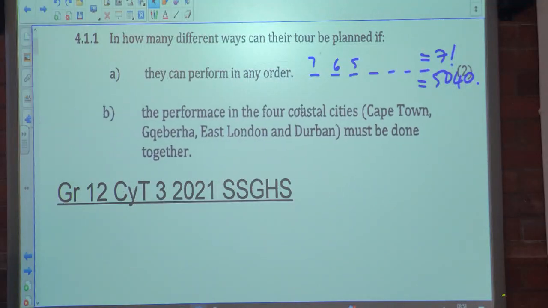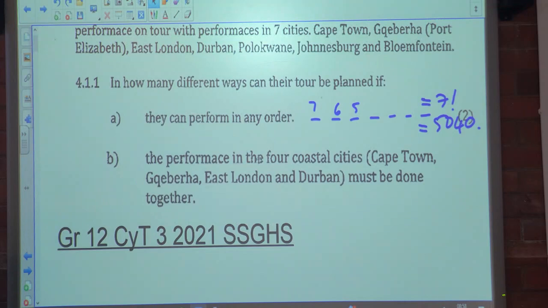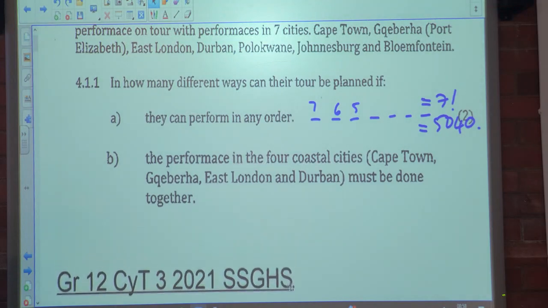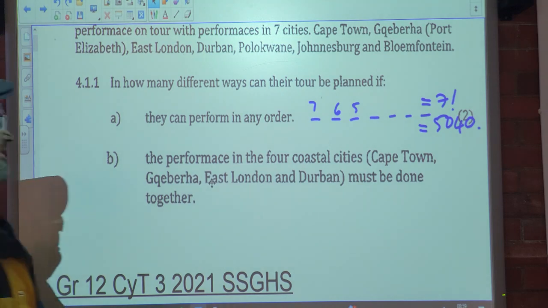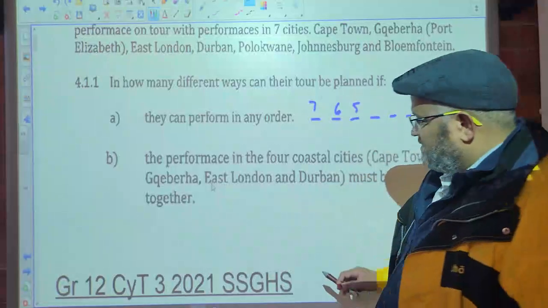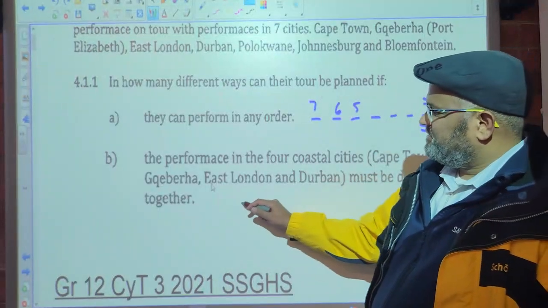Then for 3 marks, we are told the performance in the 4 coastal cities. You guys know what coastal mean? Yeah, along the beach. Who has a beachfront in the city. The performance in 4 coastal cities, which is Cape Town, Gqeberha, East London, and Durban, must be done together. In how many ways can the tour be planned if these 4 must be done together? So how many bids am I going to have here?